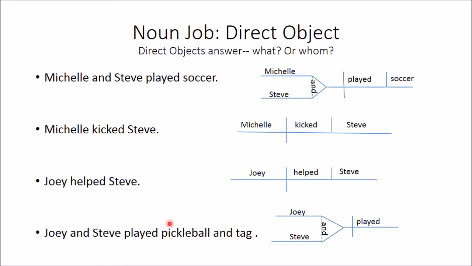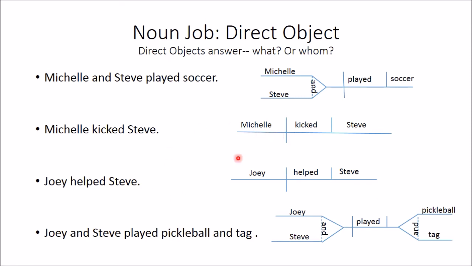So played is being transferred to the pickleball. Played is being transferred to tag. So we have to split the line at the point where we need to add our direct object. So we're still going to put that half vertical line, then we're going to split it and add pickleball and tag, and then our coordinating conjunction.